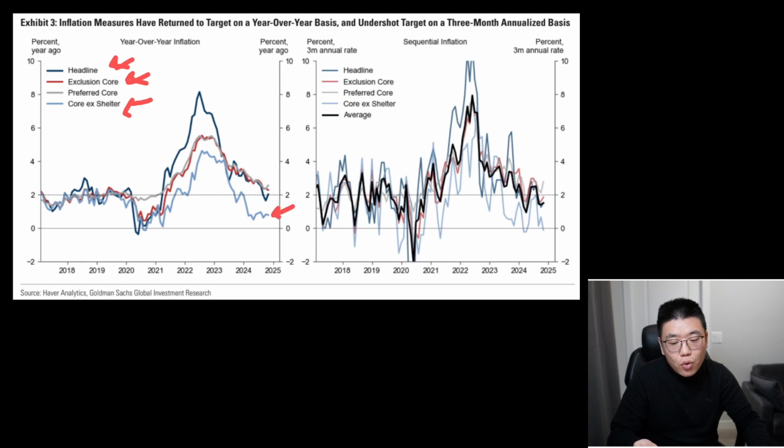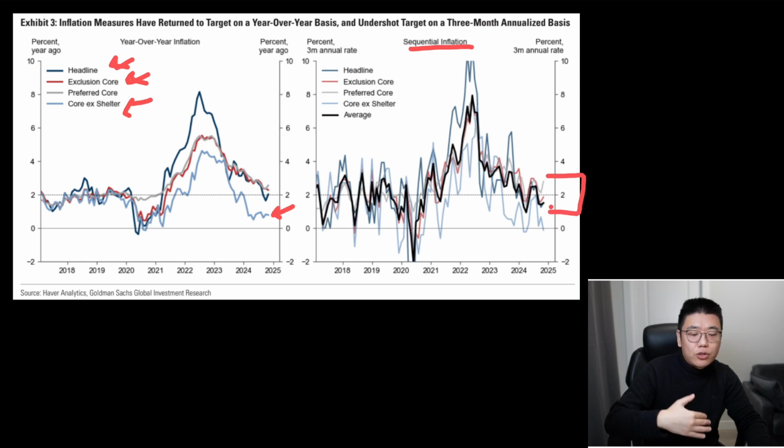Okay, only 1% when excluding the shelter on a year-over-year basis, and most inflation measures are below 2% on the 3-month moving average annualized basis, which is shown on the right-hand side over here. As you can see, most of them are on the lower end of the 1 to 3% range, or even lower, right? So it's pretty much safe to say that the inflation problem in Canada appears to be solved.